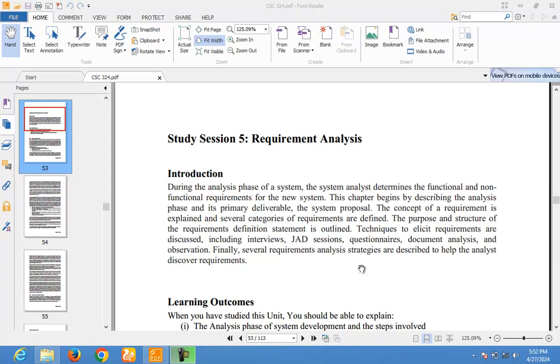Alright, students, this is study 5, requirement analysis. We've talked about the SDLC, that is the software development lifecycle, and we specifically stated the 5 phases that are involved, and one of them is analysis. After planning, the next one is analysis. And the analysis phase of the system development life cycle is very important, and that's our focus in this study session 5.